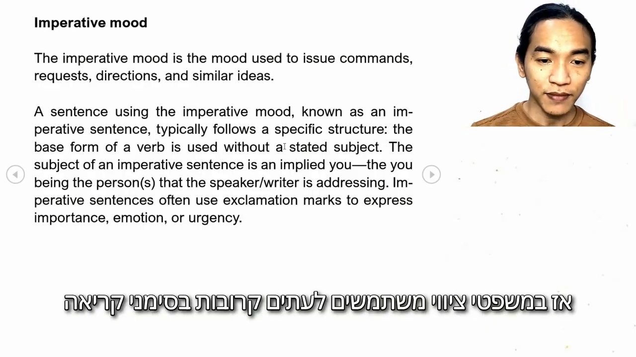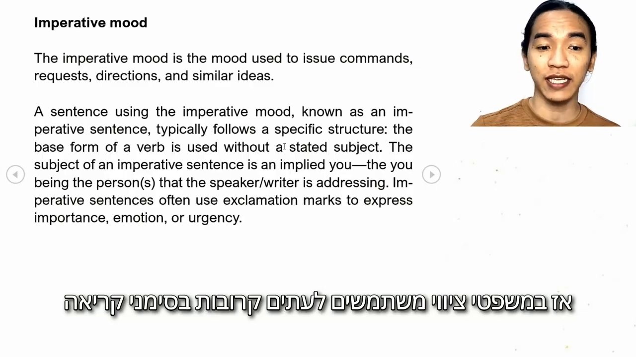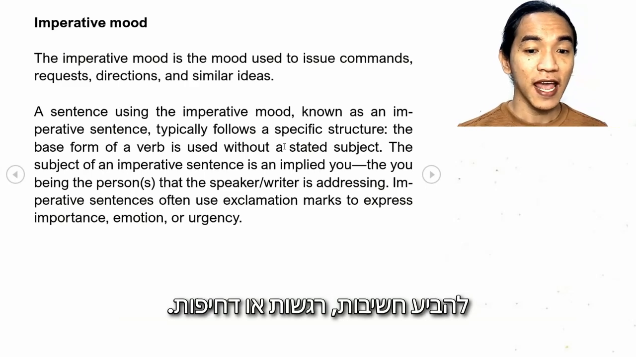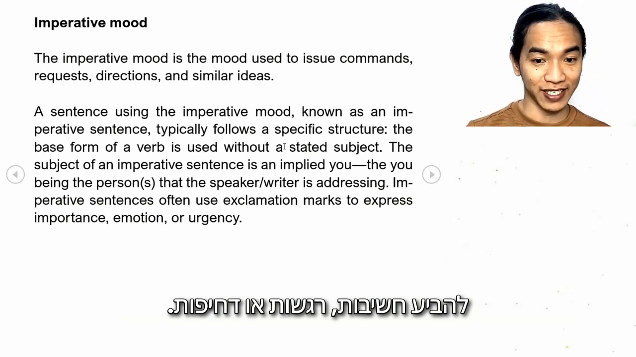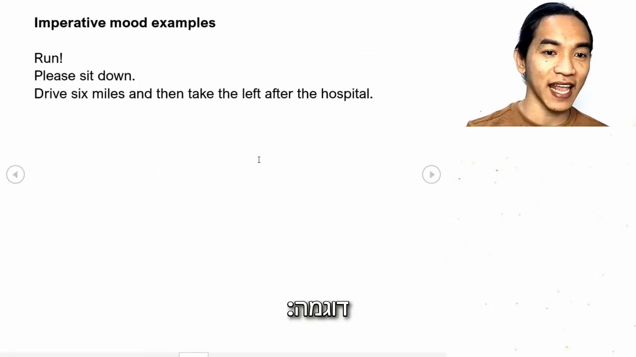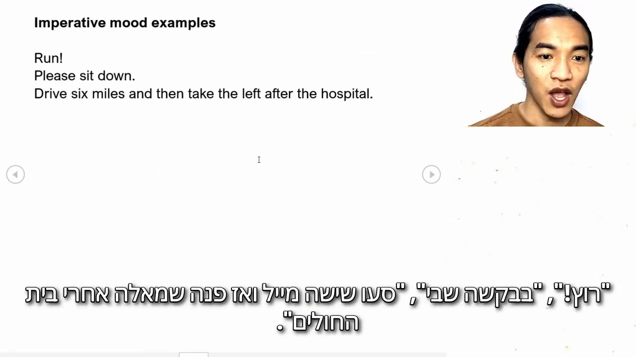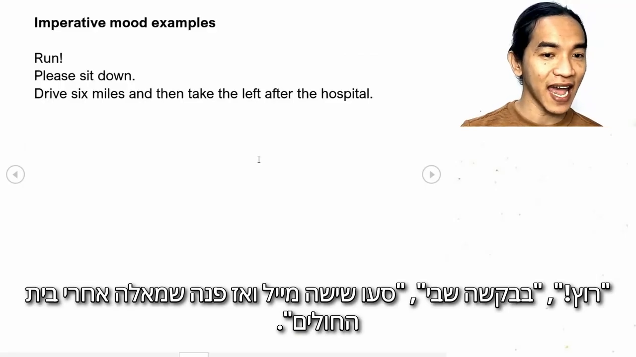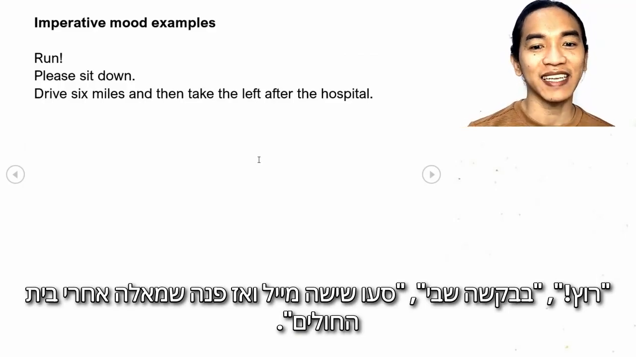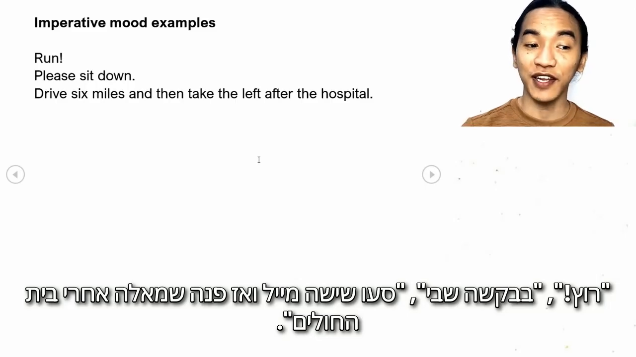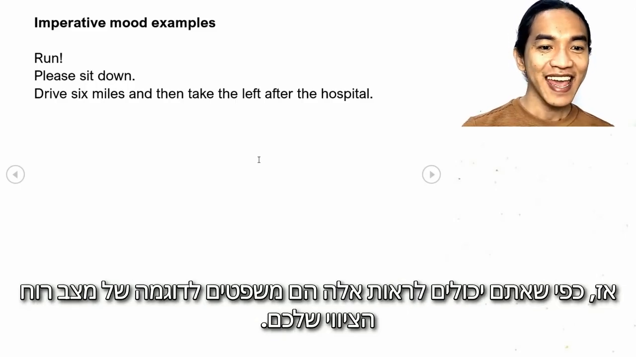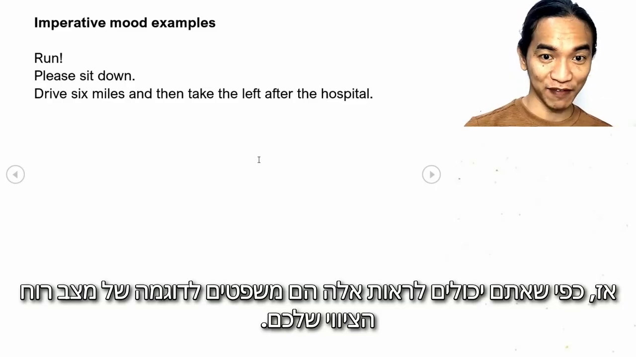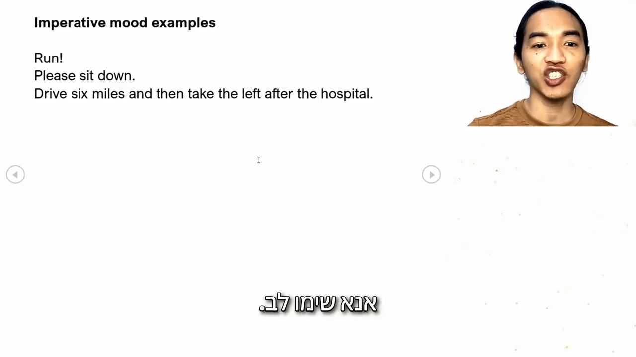Imperative sentences often use exclamation marks to express importance, emotions, or urgency. Okay? Example: Run. Please sit down. Drive 6 miles, then take the left after the hospital. So, as you can see, these are your imperative mood example sentences. All right? Please pay attention.